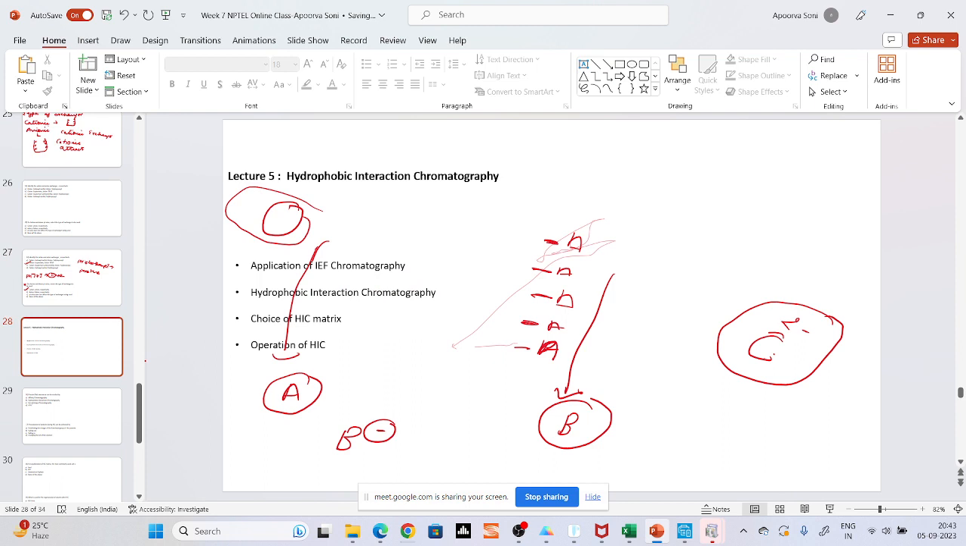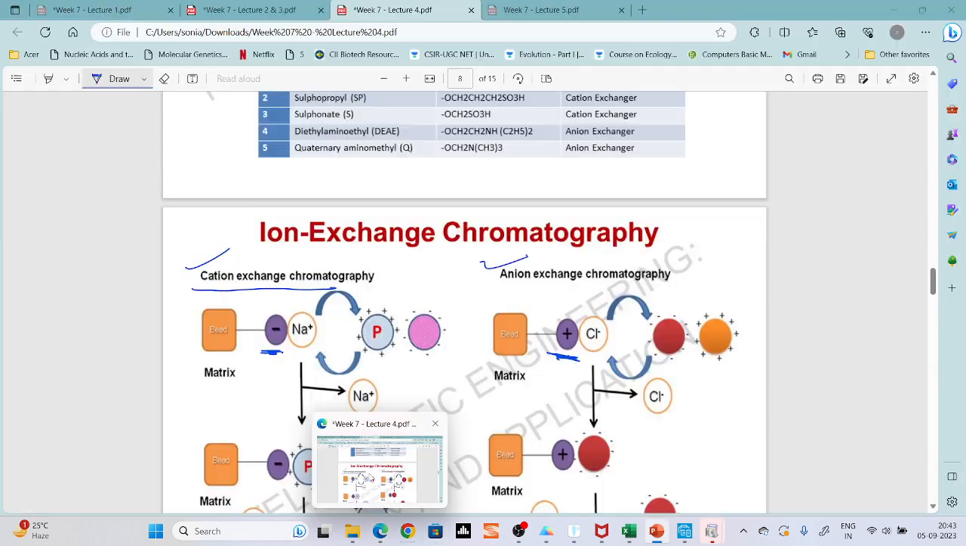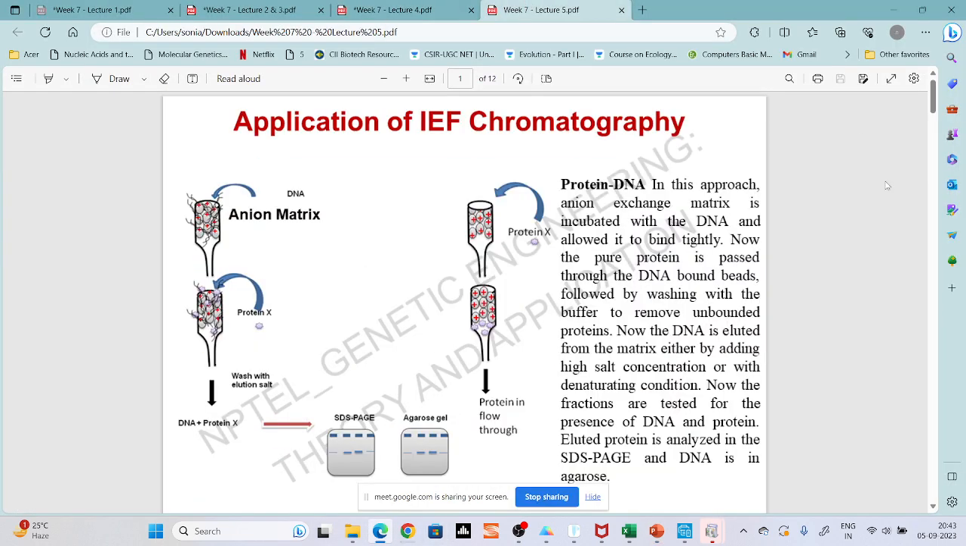Then we come to the next class, which is the last class, hydrophobic interaction chromatography. So in hydrophobic interaction chromatography, just a minute.